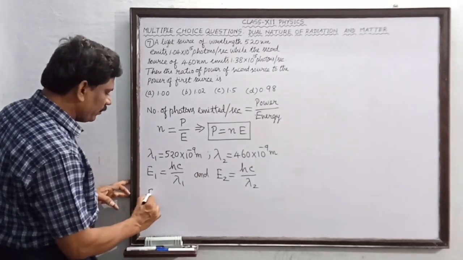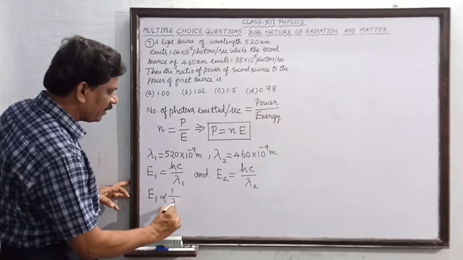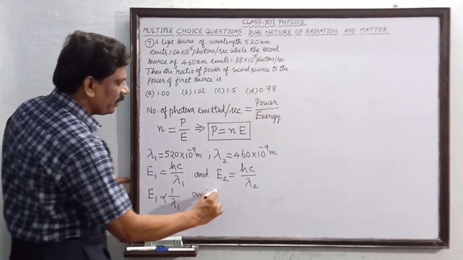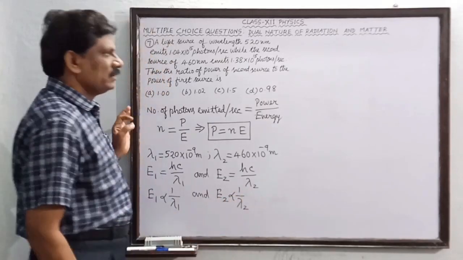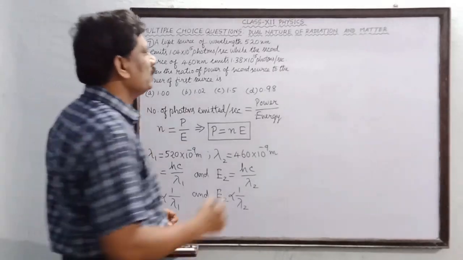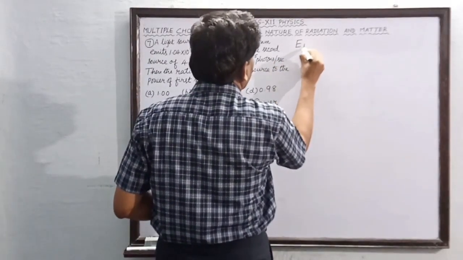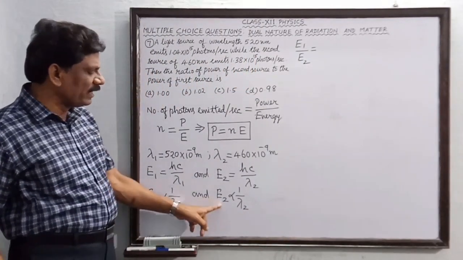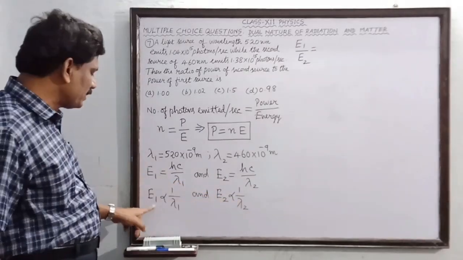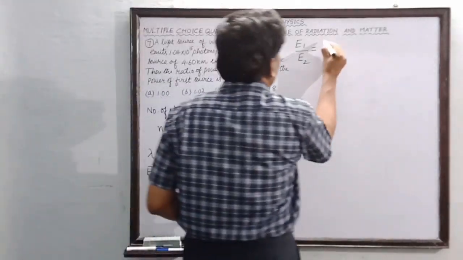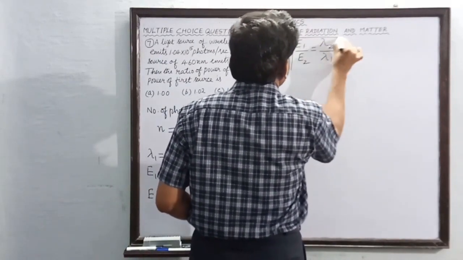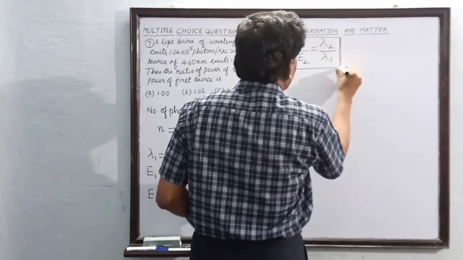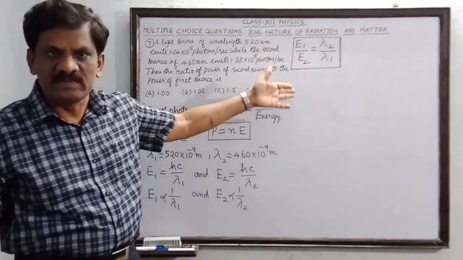Therefore, I can write E1 is proportional to 1 by lambda 1 and E2 is proportional to 1 by lambda 2. So, if you take the ratio E1 divided by E2, E1 is proportional to 1 by lambda 1 and E2 is proportional to 1 by lambda 2. Therefore, E1 divided by E2 must be equal to lambda 2 divided by lambda 1. So, this is another intermediate step which is very important. Have you understood up to this, my dear students?